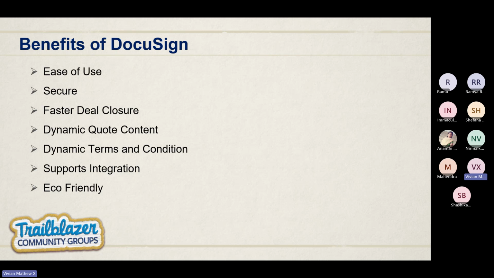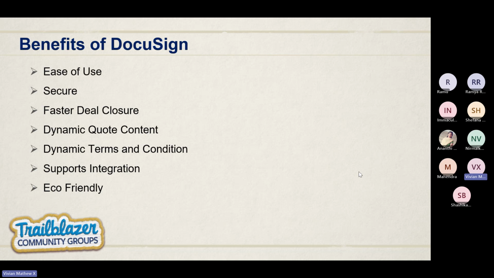And also, you can bring in dynamic quote content and terms and conditions based on the products that we sell. So it is highly reusable. The quote template and the sections that you create are highly reusable. It saves your development time. And DocuSign supports around 400 plus integration modules. You can integrate it with the 400 plus tools that are available to you.